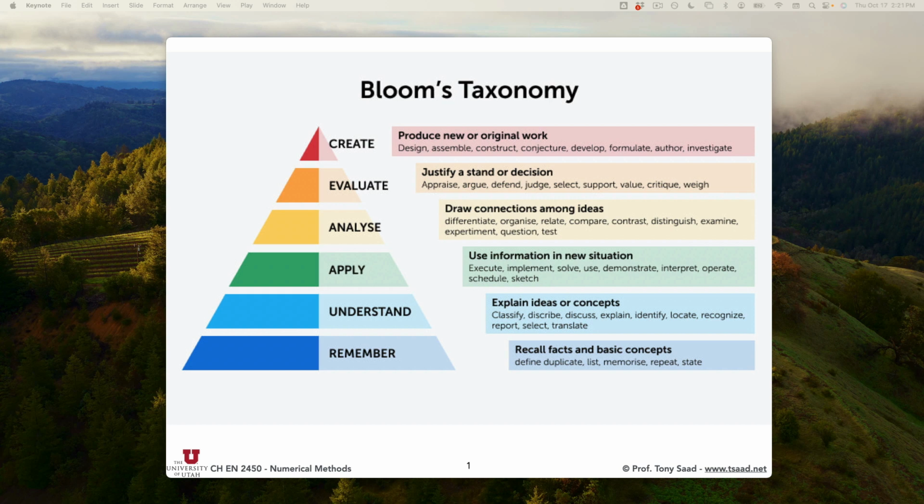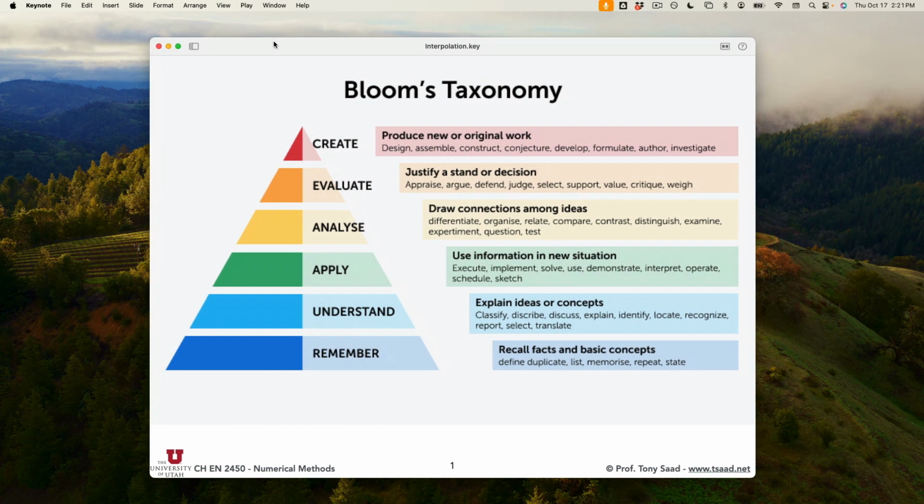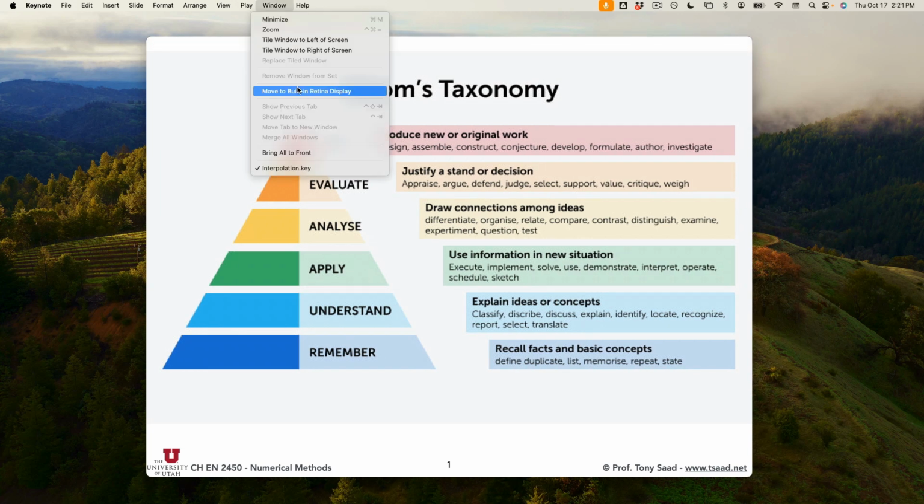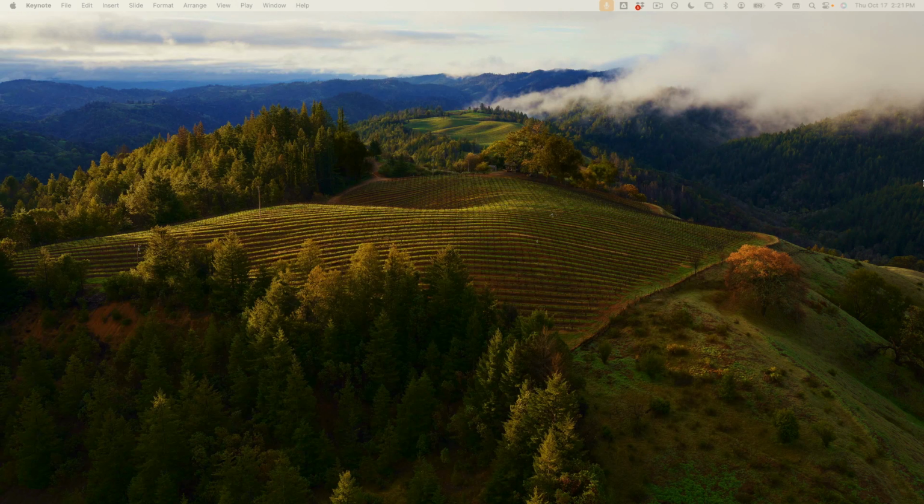Let's get started with Unit 2 of the course. So we're done with solving algebraic equations. We did linear and nonlinear equations. And those are going to be very, very useful.